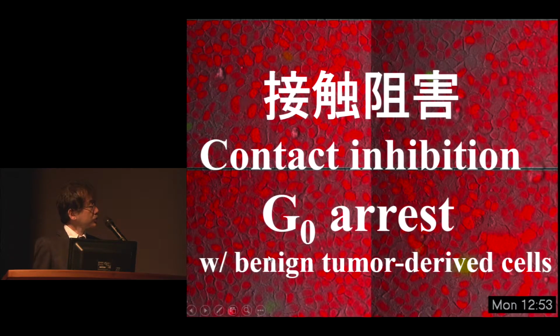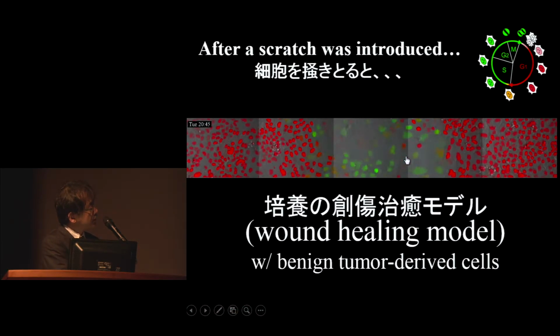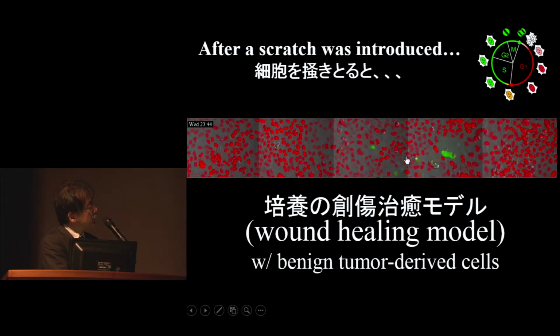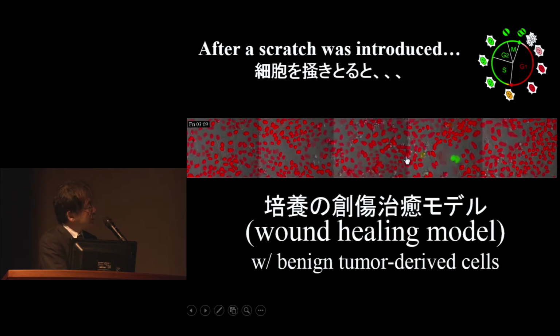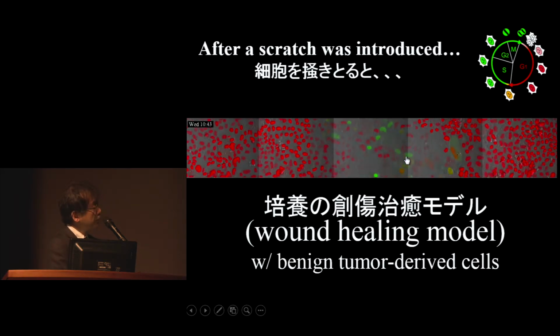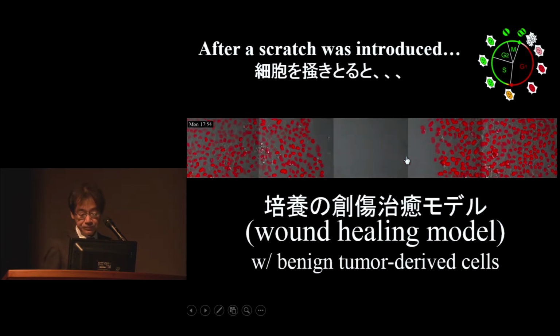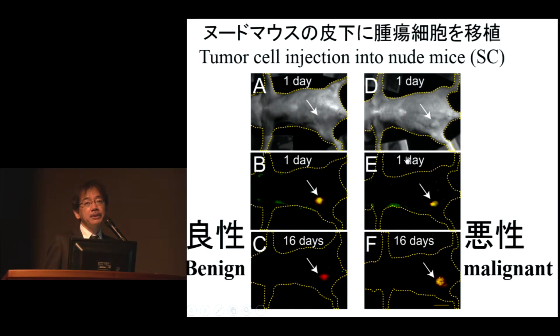So probably G0 arrest. And we introduced a scratch. Then we saw some of the cells at the edge of the scratch turning green after some latent time. So they re-enter the cell cycle, and they increased in number to bury the gap. So this is a very good wound healing model. And in a cell transplantation experiment that used nude mice, we could distinguish between benign and malignant properties of the tumors by color.